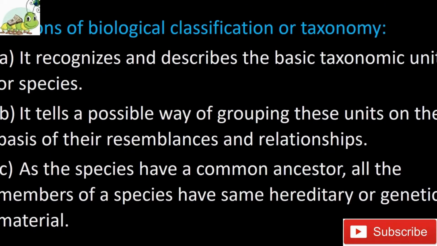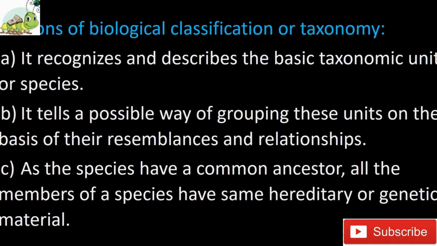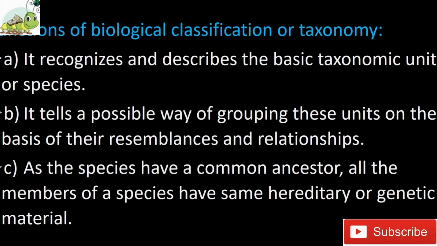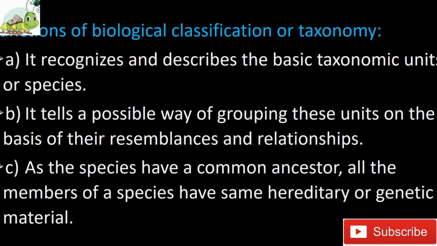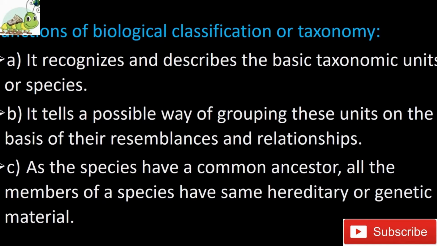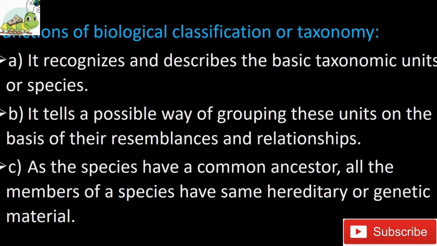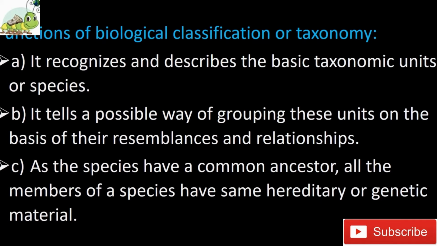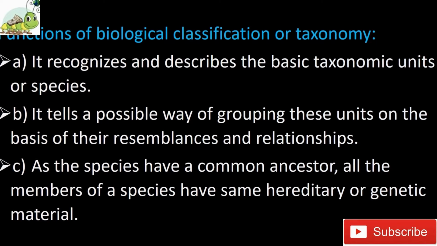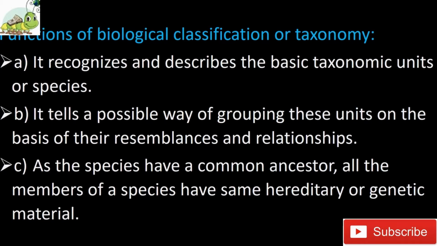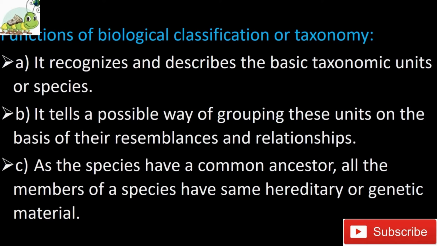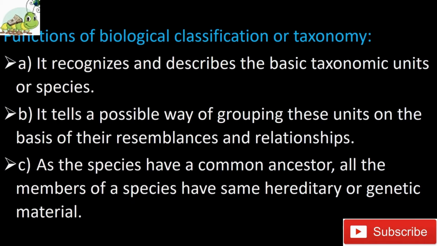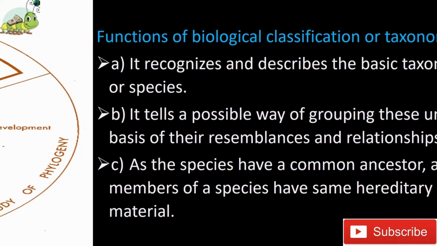Biological classification is the ability of identifying distinctions among organisms and placing them into groups that reflect their most significant features and relationship. The functions of biological classification or taxonomy are that it recognizes and describes the basic taxonomic units or species. It tells a possible way of grouping these units on the basis of their resemblance and relationships. As the species have a common ancestor, all the members of a species have the same hereditary or genetic material.